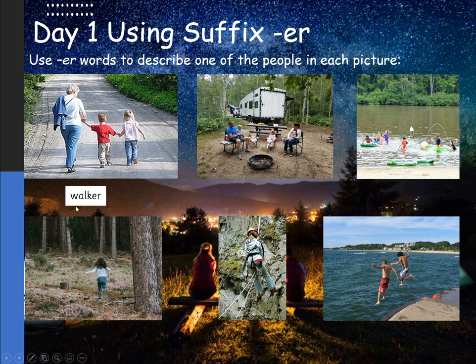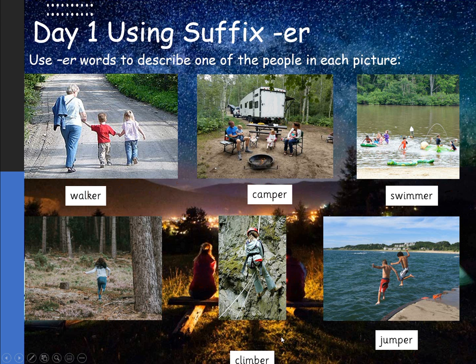Okay, so for this first one I came up with walker. Any one of those three is a walker. Here I came up with the word camper. You can see them camping in their big caravan. Swimmer. Anybody in here is a swimmer. Jumper. Climber. And the last one, runner. So I bet you got all of those, and now we're going to start the main part of the lesson.